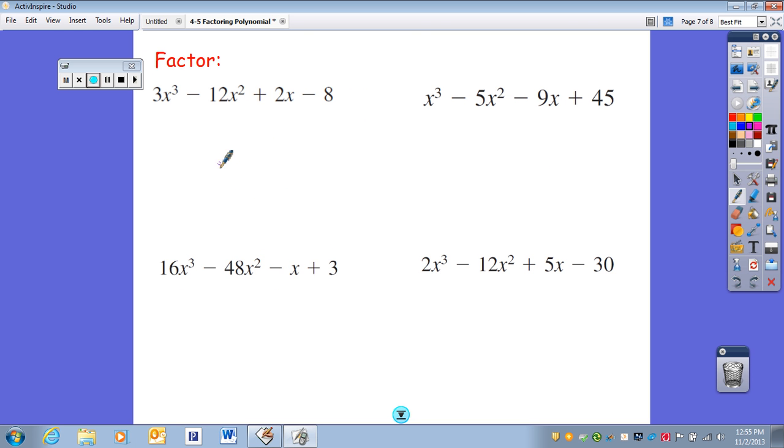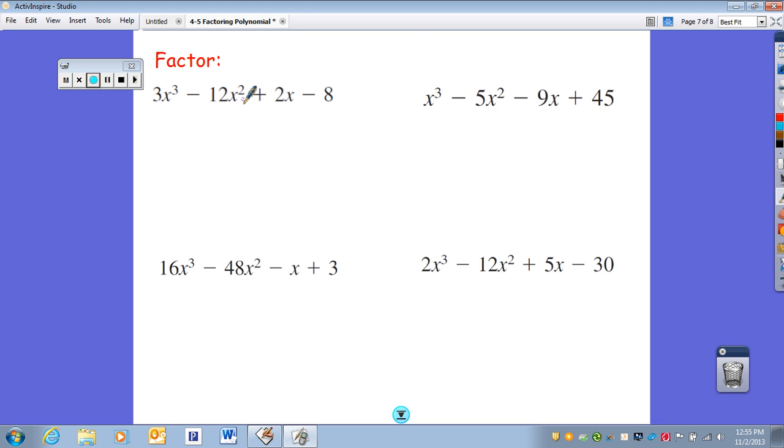Let's take a look at a couple more examples. First, we want to make sure that it's written in standard form, and it is. So we now factor by pairs. We take a look at our first two terms and divide by the common monomial factor, which is going to be 3x squared.